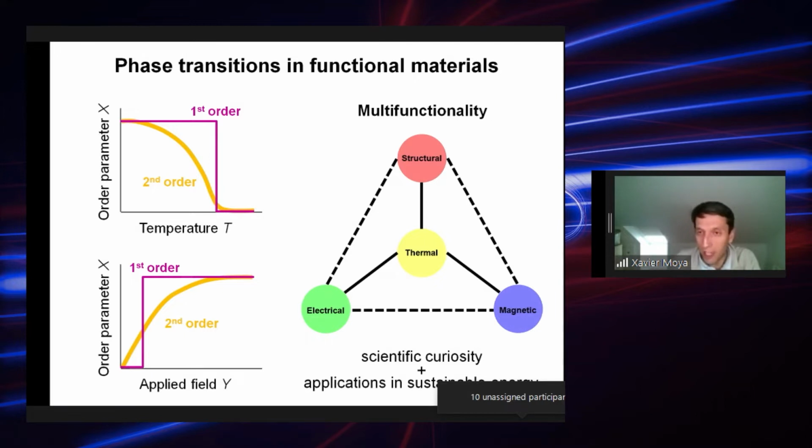Also, interestingly, many materials actually have multiple functional properties, and a typical example are multiferroics, where, for instance, you can have magnetization and ferroelectric polarization in the same material. And this kind of multifunctionality is very interesting because, in principle, then you can find new applications.